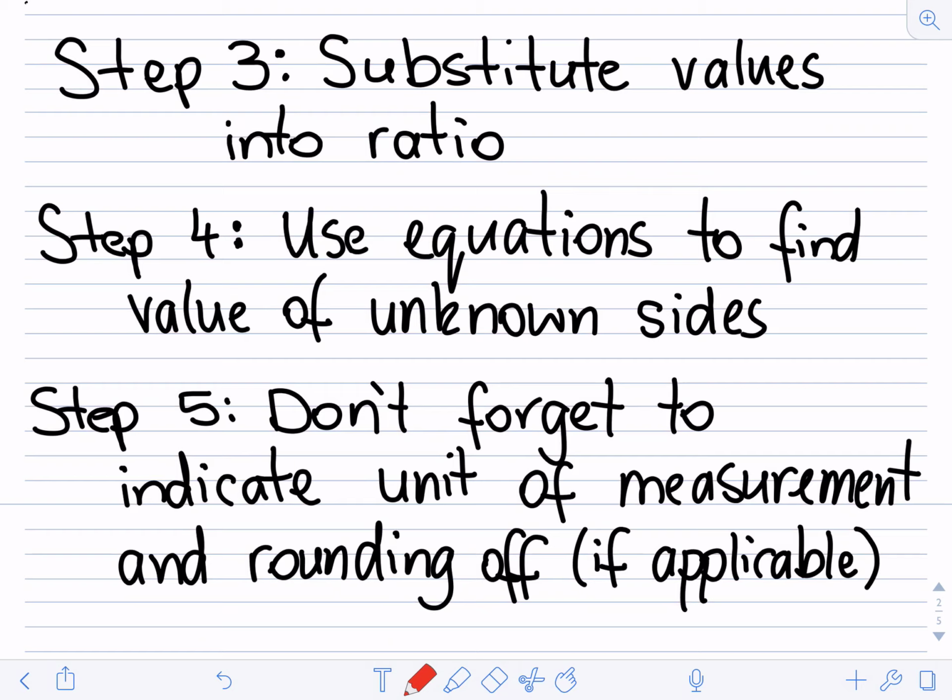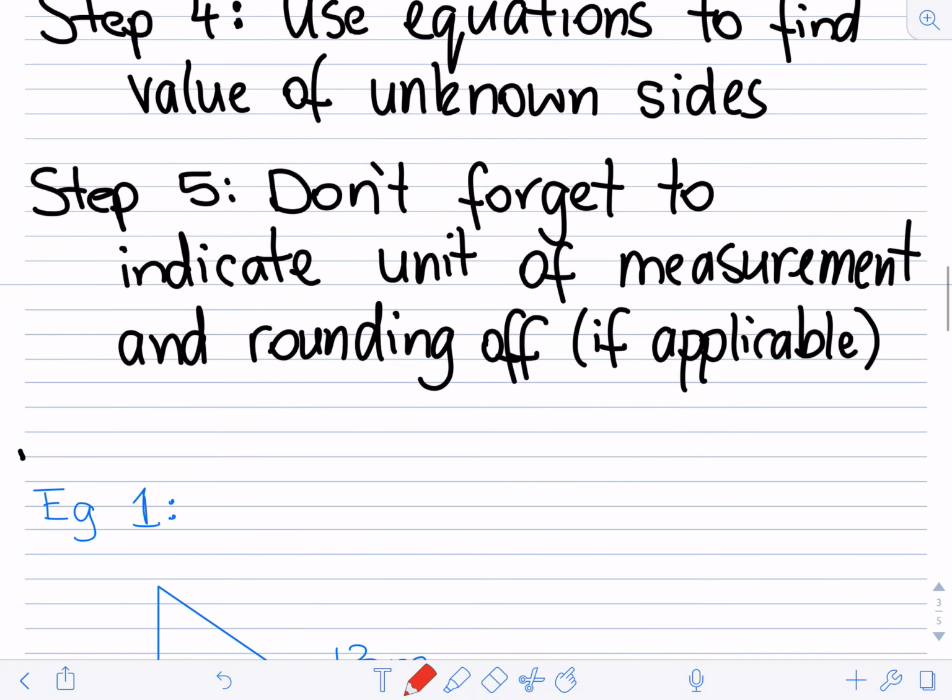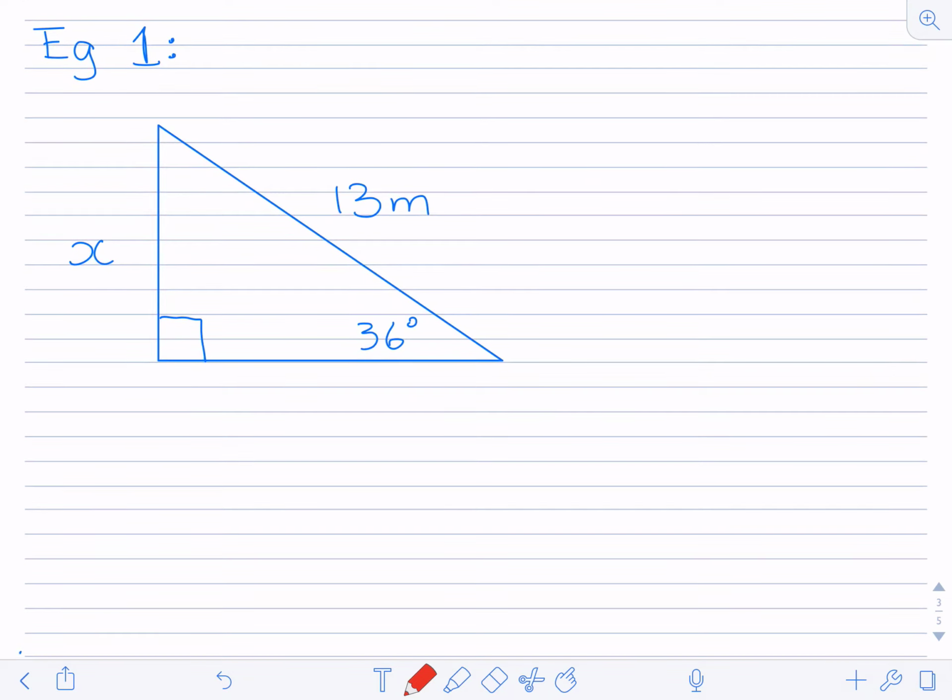Sometimes in the question it will tell you to round off to the nearest meter or centimeter or 2 decimal places or 2 significant figures. Very important to see what it says. If it doesn't say one, always indicate in your final answer. So let's go through these steps and use an example.